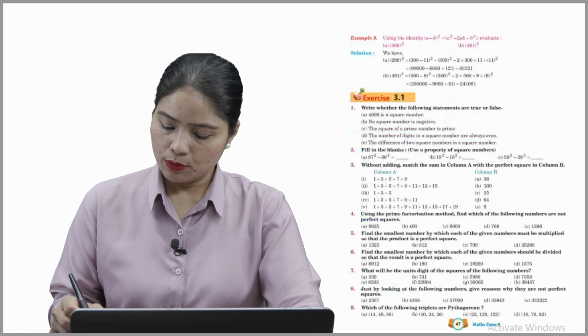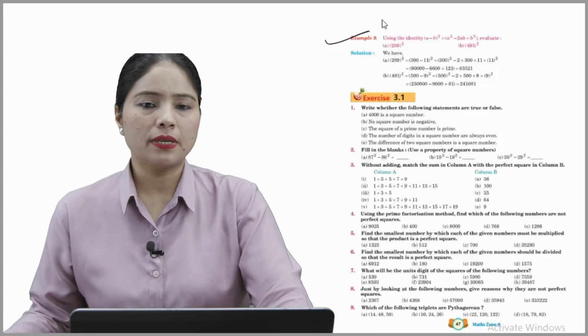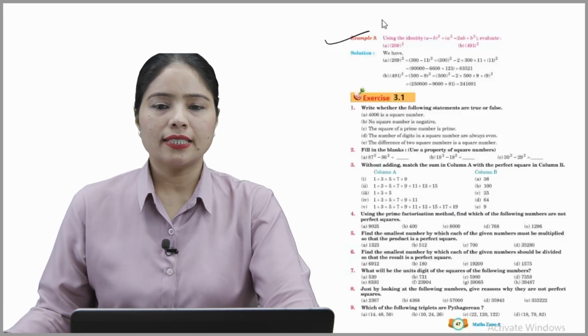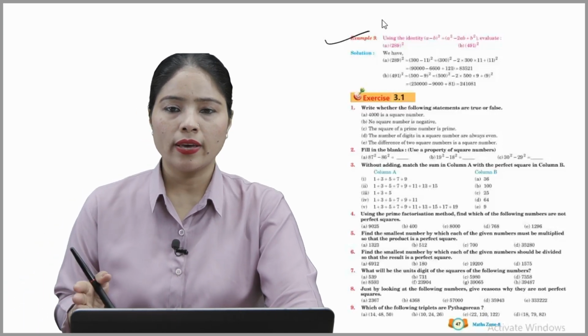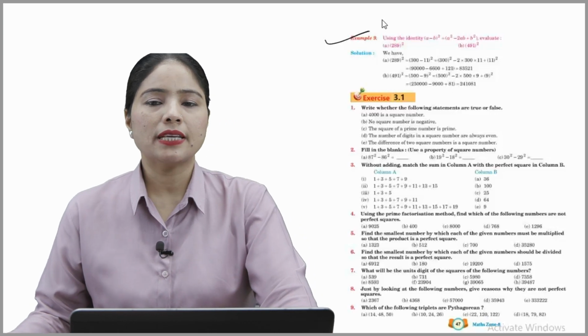So now beta move on. Next example, example 9. Using the identity (a minus b) की square is equal to a square minus 2ab plus b square.